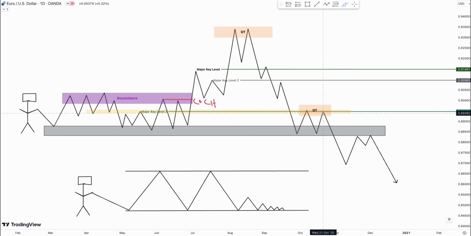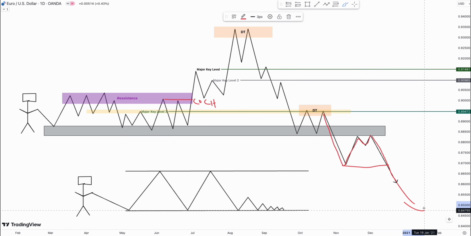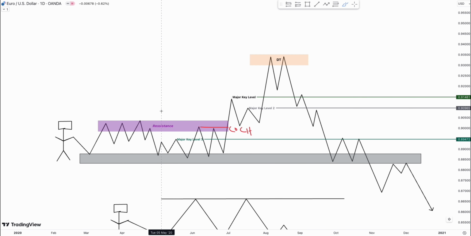You wait for price to break below, retest, and then once it retests minimum once, maximum twice, then you can take a short position from here and look at the amount of profit you could have made. Change of character right here, and it would keep continuing to go down and down and down for a little while. Okay, so this is a basic structure of market.